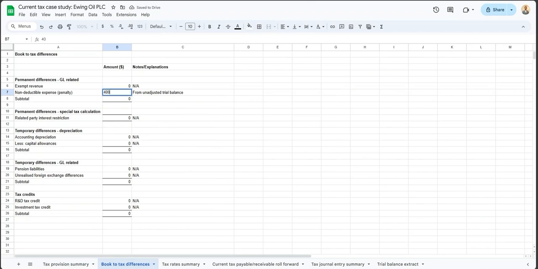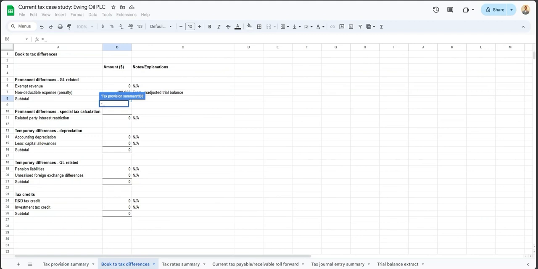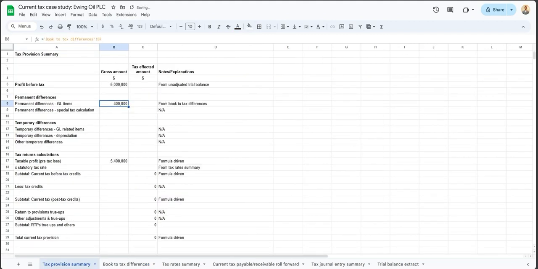$400,000. That's it. So for now, just appreciate that this adjustment is a permanent difference. In a later video, I'll explain what the permanent difference is and what the temporary difference is. So we've put that number, and I will just link it back from here, link it back to here, and there you go, it comes back here.